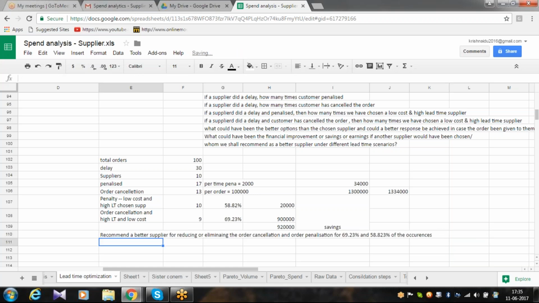Okay, so this is what a spend analytics professional will draw as the inference. This is what a spend analytics professional will create as a solution. Make sense, Prashant? Yes, Krish. Okay, so this is what we have to generate. If I apply this method, I will easily give my organization a savings of 9 lakh 20,000 rupees by just focusing on lead time optimization.